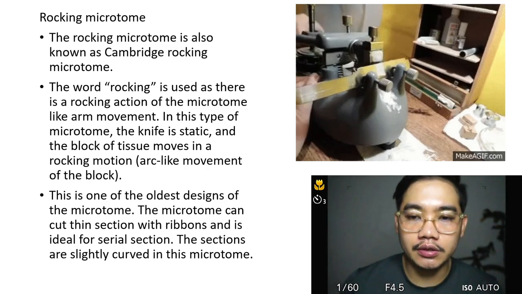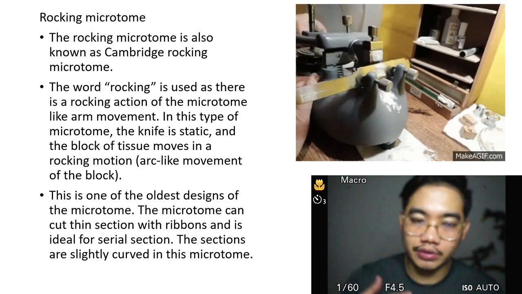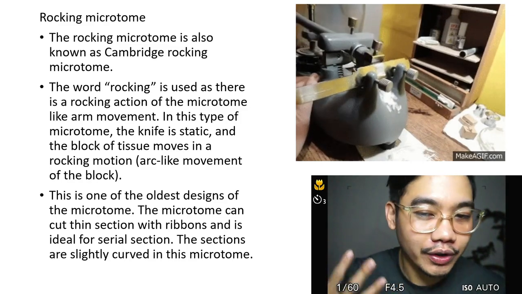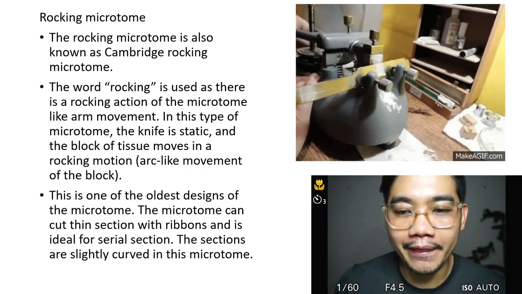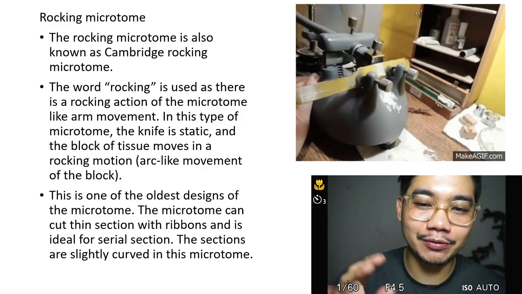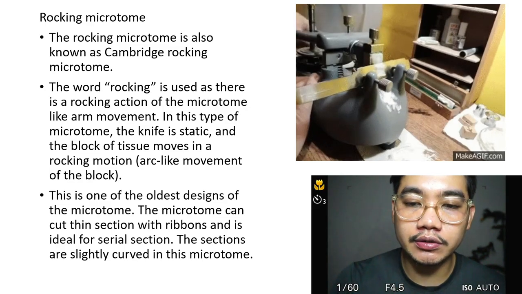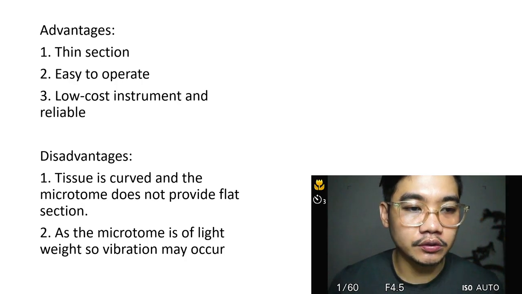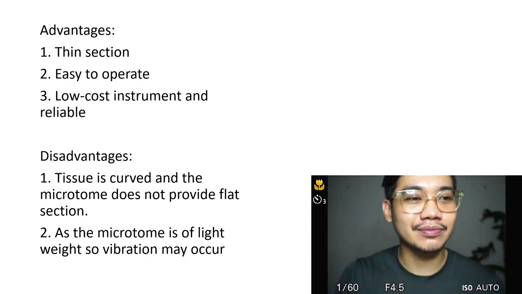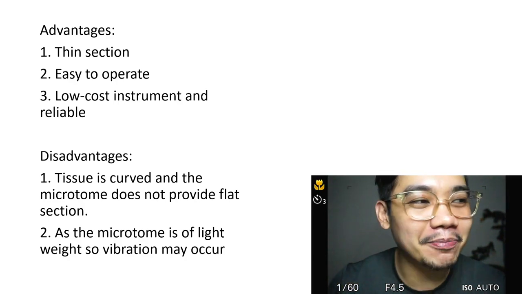So that's it. Then this is the rocking microtome, also known as a Cambridge microtome. There's a rocking action. This microtome is one of the oldest, and you rarely use it. Here the block moves, and it moves not up and down but in an arc, versus your rotary microtome, which is linear, up and down. There's a pivot area. So what are the advantages? It can do thin sections, it's easy to operate, and it's low cost, because it's cheap.